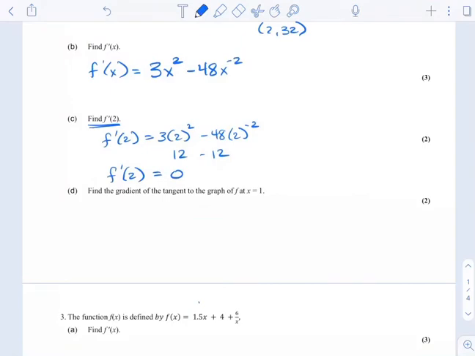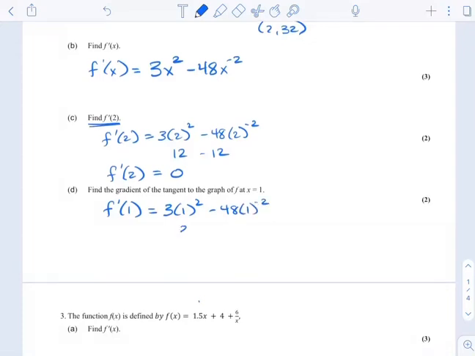And next one says, find the slope of the tangent to the graph at x is equal to 1. So this is the slope. I want to know when x is equal to 1. So I'm going to put that into the original function that we have for our slope. So 3 times 1 squared minus 48 times 1 to the negative 2. And we solve these ones through.